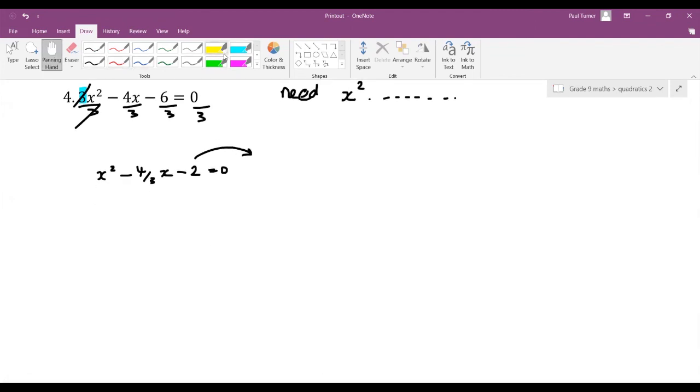So then we will complete the square in this part here. So let's write that down. x squared minus 4 on 3x equals 2. Okay, so this is the bit you need to complete the square on. I'll do that over on this side here.